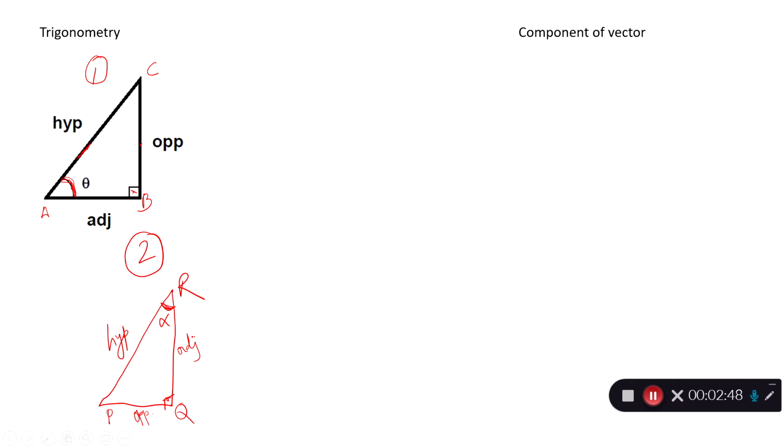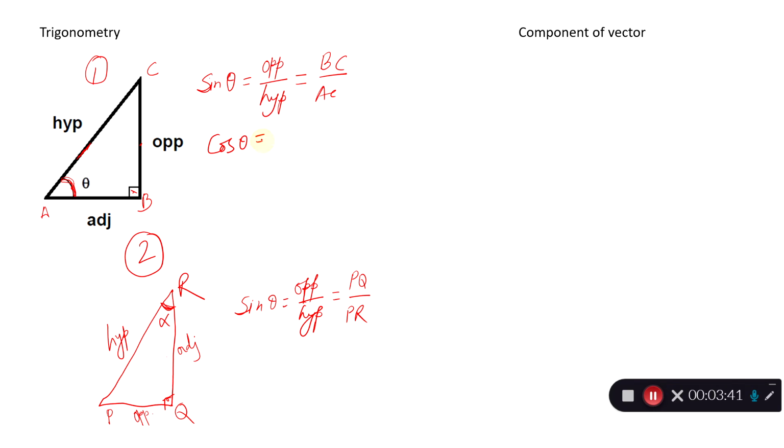Now you know the relation of sine theta. Sine of angle theta is equal to opposite divided by hypotenuse. In the first triangle, the opposite is BC and the hypotenuse is AC. Now go back and look at triangle 2, where sine theta has the same formula, opposite divided by hypotenuse. The opposite in the second triangle is PQ and the hypotenuse is PR.